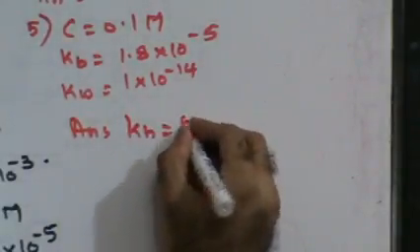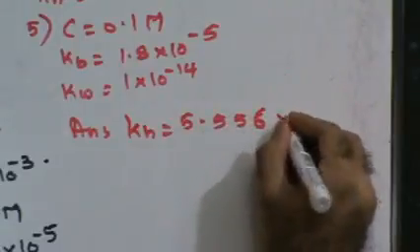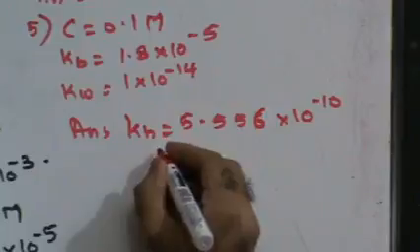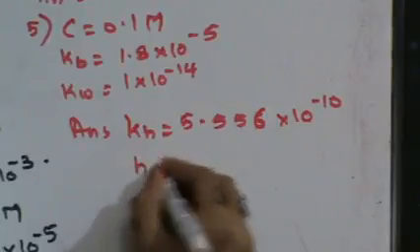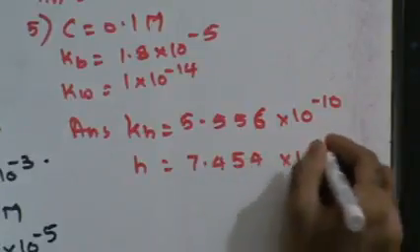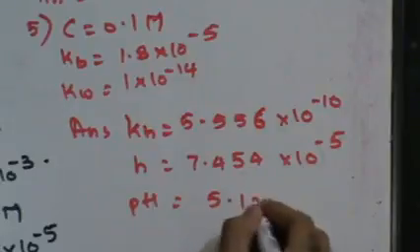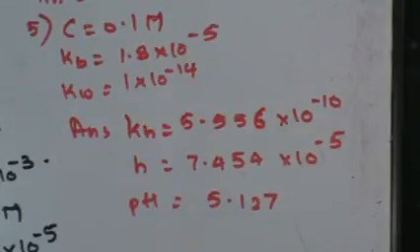Kh should be 5.556 into 10 raised to minus 10. h is going to be 7.454 into 10 raised to minus 5 and pH is 5.127. Those are the values that you should get. Take on another sum, please.